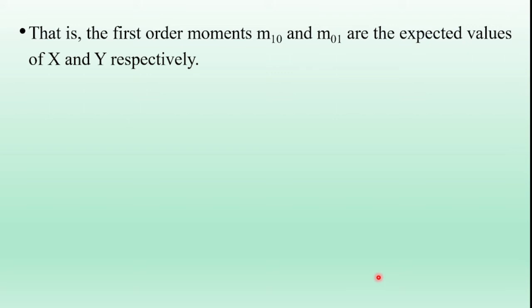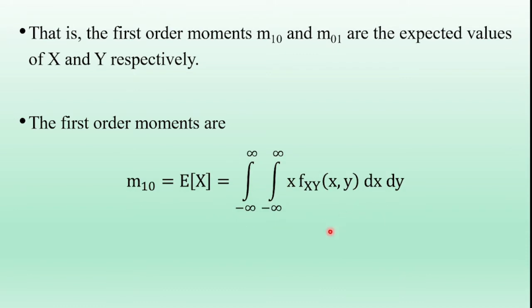So that is the first order moments. In the n plus kth order general representation, substitute different values of n. The first order moments m10 and m01 are the first order moments of the random variables x and y. That is, m10 and m01 are the expected values of the random variables x and y. So the first order moment m10 has n equal to 1, k equal to 0.